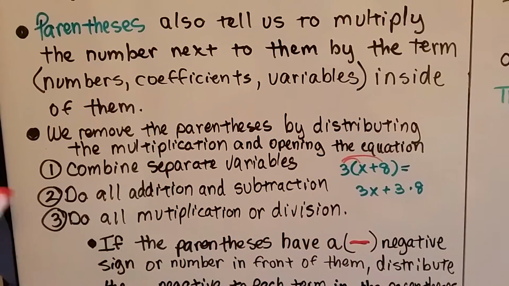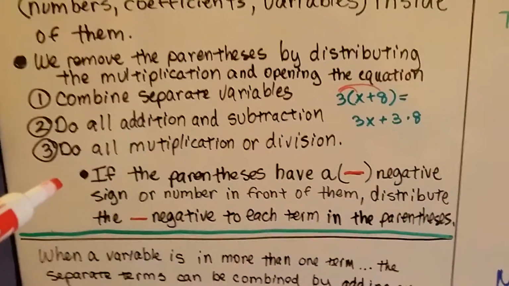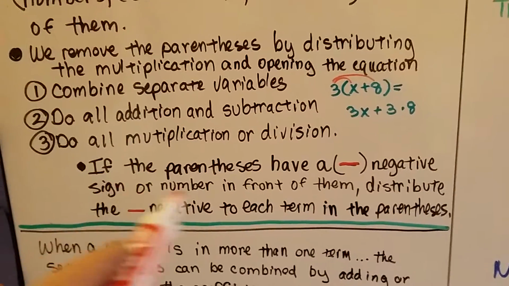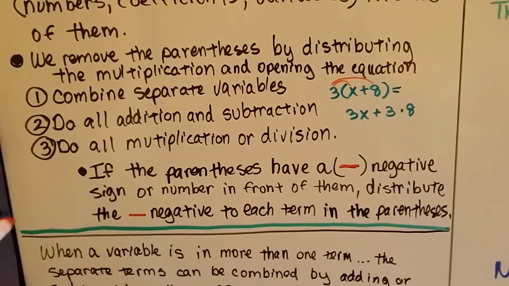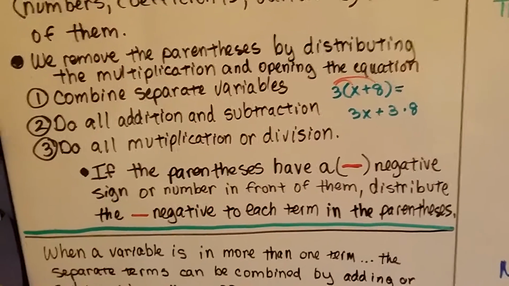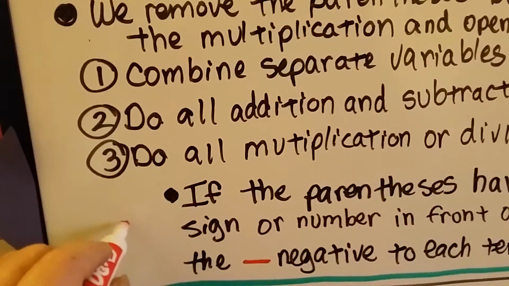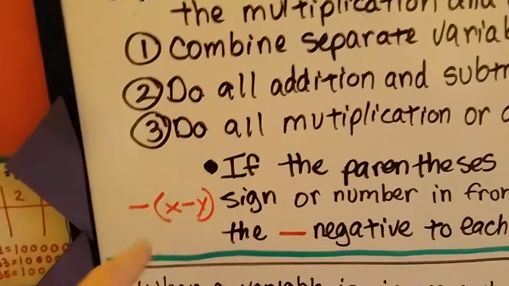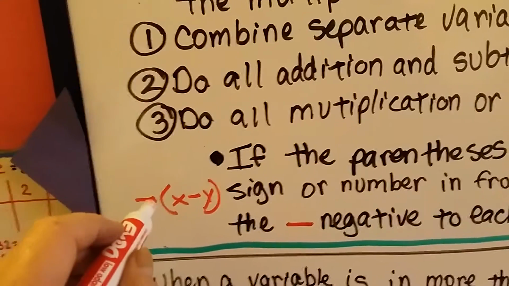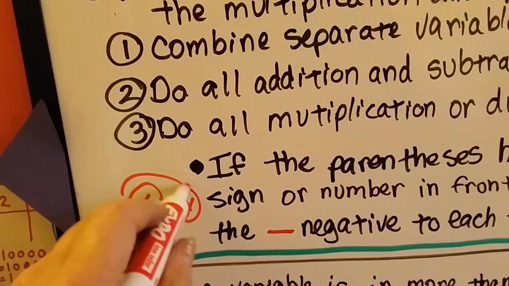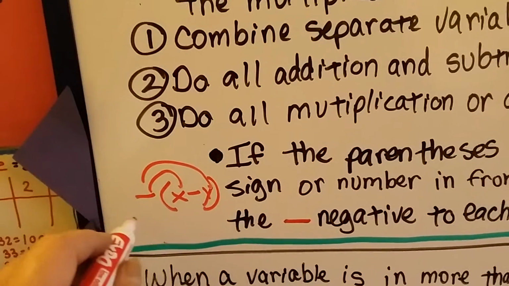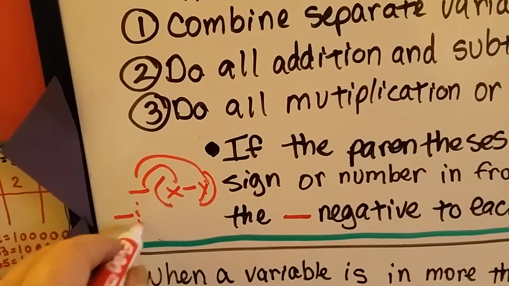We combine the separate variables, do all the addition and subtraction, do all the multiplication and division, and if the parentheses have a negative sign in front of them, we distribute that negative to each term in the parentheses. So if you have a number or a term in parentheses, and you see a negative sign in front of it, we're going to distribute this negative to each one of these inside the parentheses. And when you see a negative with no number there, it actually means negative, and there's an invisible 1. Isn't that something? All right?